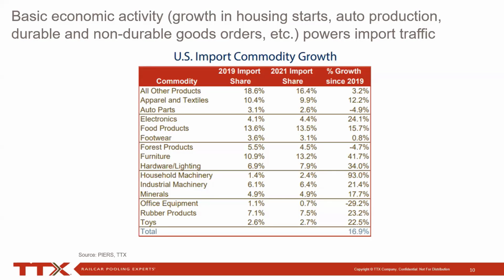For instance, as I mentioned a moment ago, I think we've all heard how consumers locked down during COVID spent heavily on their homes. And this certainly shows up in the containerized import data. When you look at the chart, you can see that furniture is up 41% over a few years ago. Home goods, hardware, lighting, things like that. Household machinery is up 93%. On the other hand, office equipment has plunged 30%. So I don't think this is any great surprise as to what's gone on for the past few years.